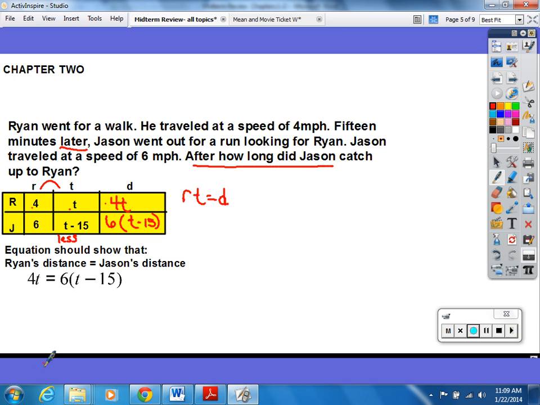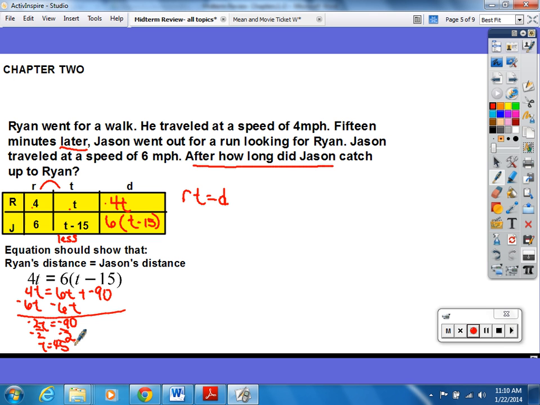From here, we know that our steps look as follows. 4t is equal to 6t plus negative 90. We're going to gather our variables together on one side, and we're left with negative 2t is equal to negative 90. And we're going to isolate our variable, divide by negative 2, which gives us, for t, 45.